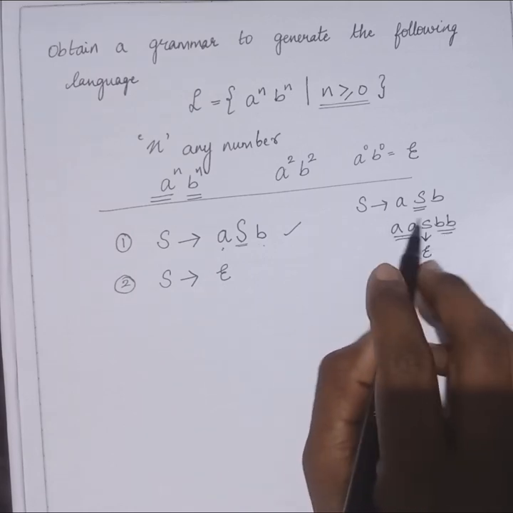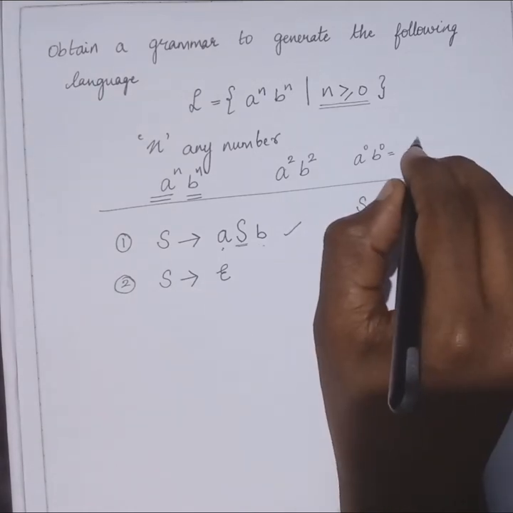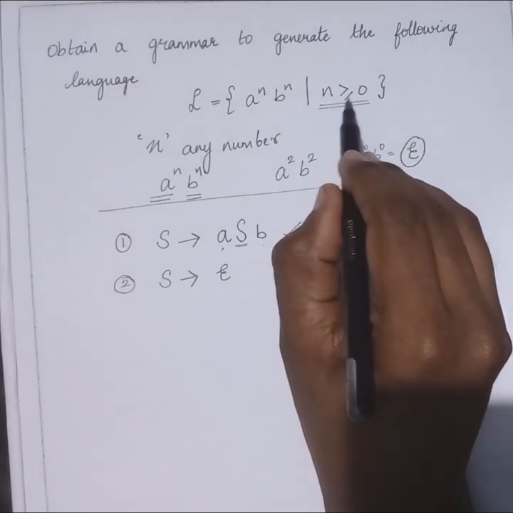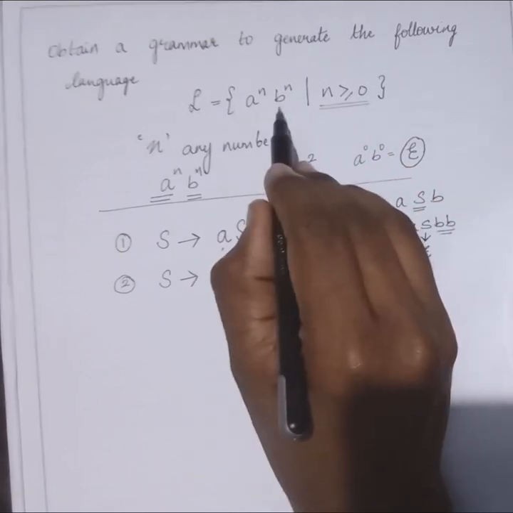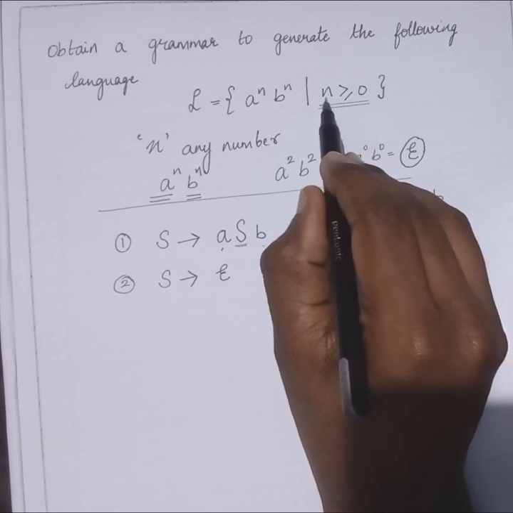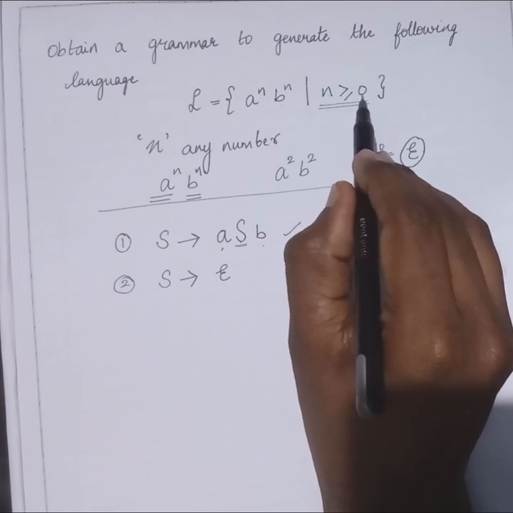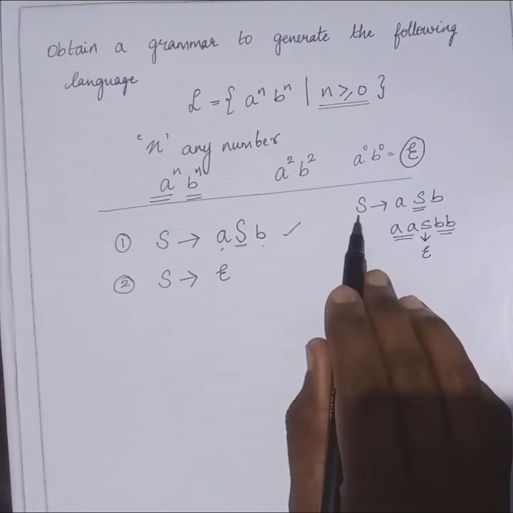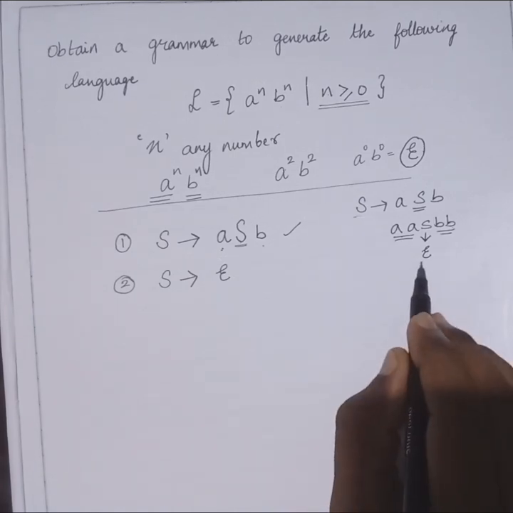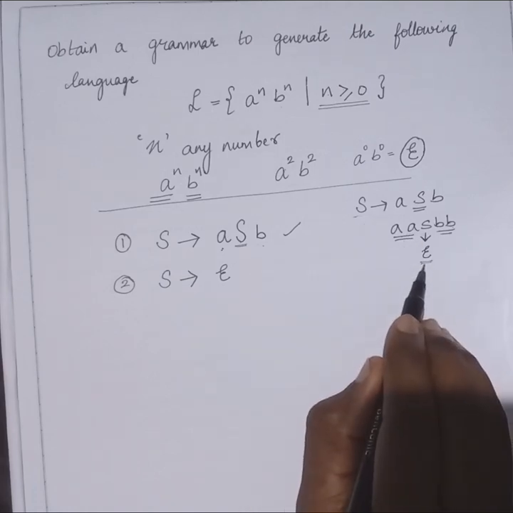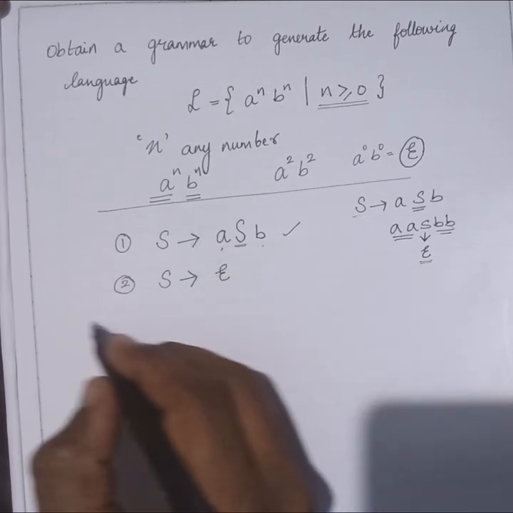Getting it? If we don't want anything, sometimes epsilon is also allowed. Why? Because they're saying n is greater than or equal to 0. It is not only this part of the question, you should be very clear on this also. So if n is 0, S derives epsilon. Directly in the place of the starting symbol, you can substitute epsilon and get the string epsilon as a valid input for the given grammar. So now we got the productions.